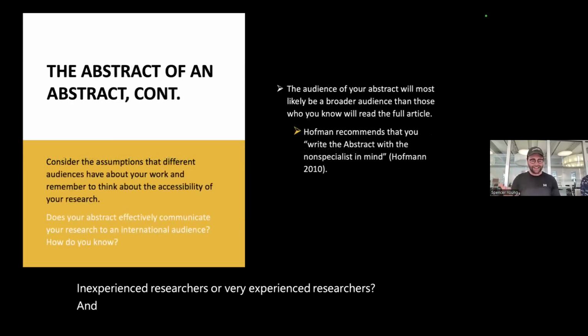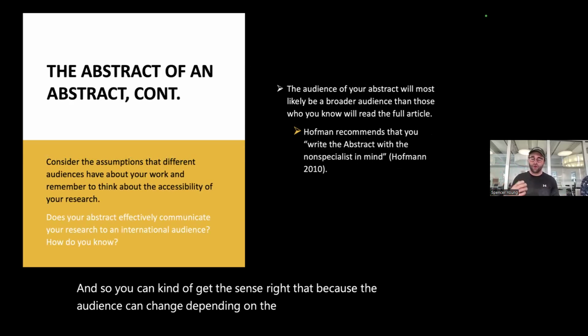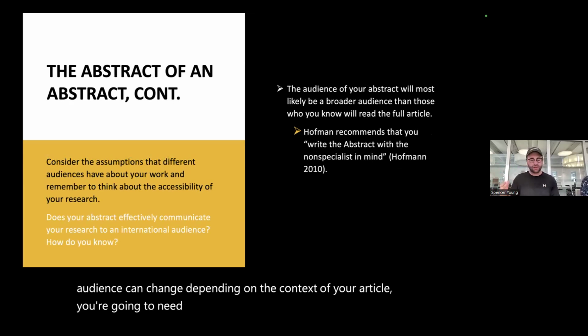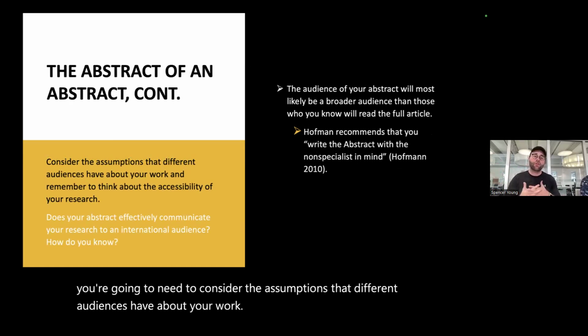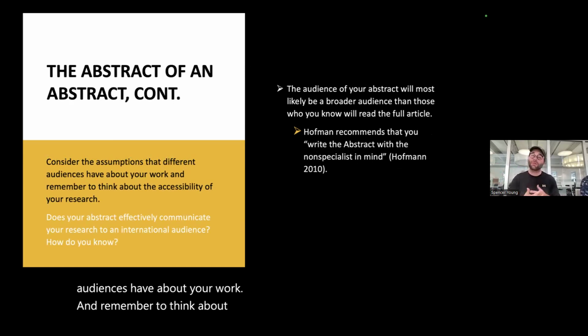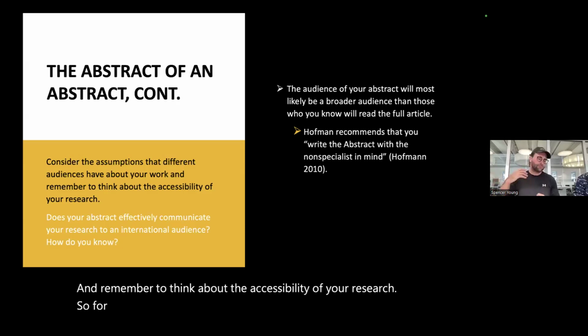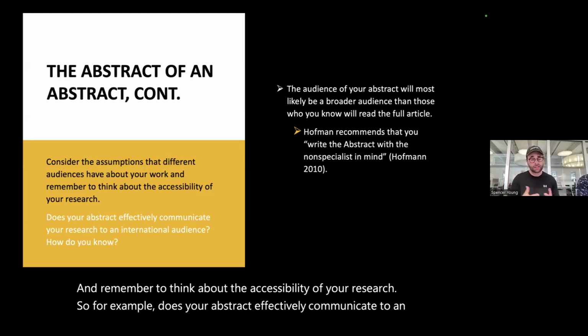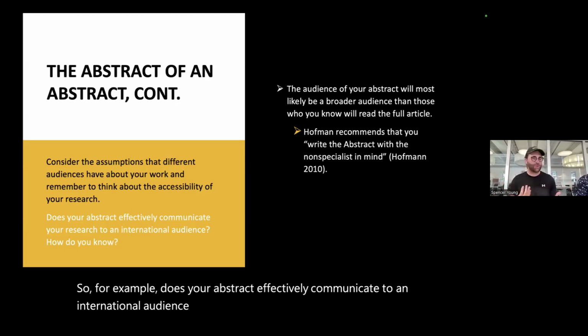You can get the sense that because the audience can change depending on the context of your article, you're going to need to consider the assumptions that different audiences have about your work. And remember to think about the accessibility of your research. For example, does your abstract effectively communicate to an international audience? And how do you know that it does?